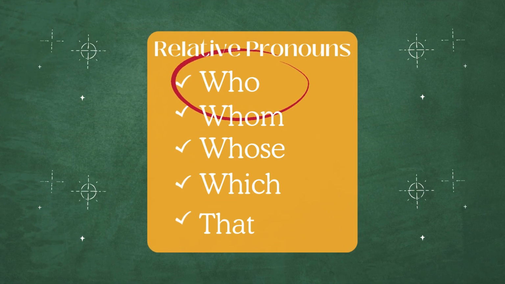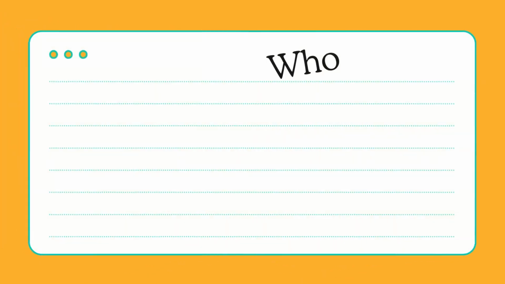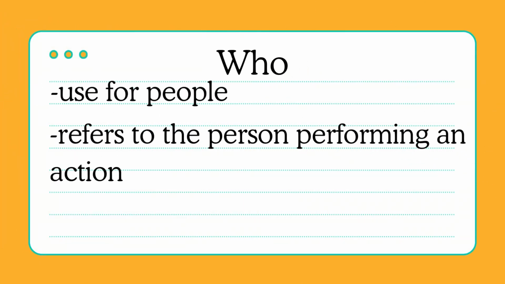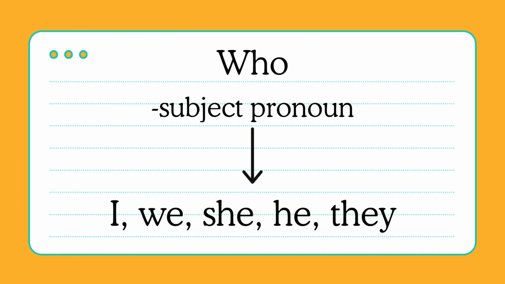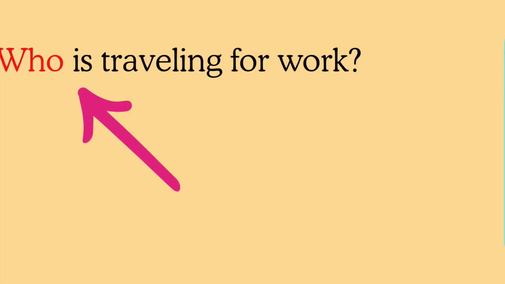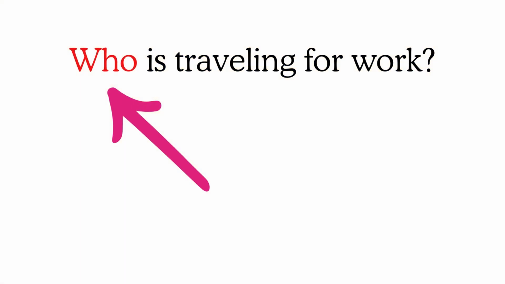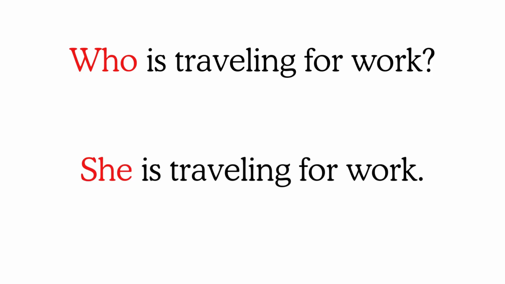Let's take a closer look at each relative pronoun. Who? We use this for people. It refers to the person performing an action. Who is a subject pronoun, such as I, we, she, he, and they. To check if we are using the correct word, we can replace this relative pronoun with another subject pronoun. For example, who is traveling for work? You can say she is traveling for work. We cannot say her is traveling for work.